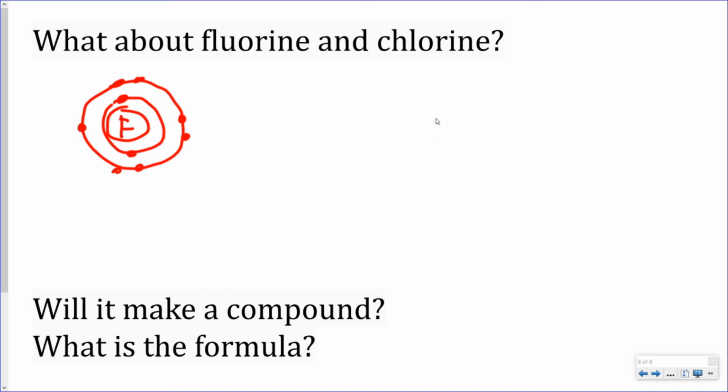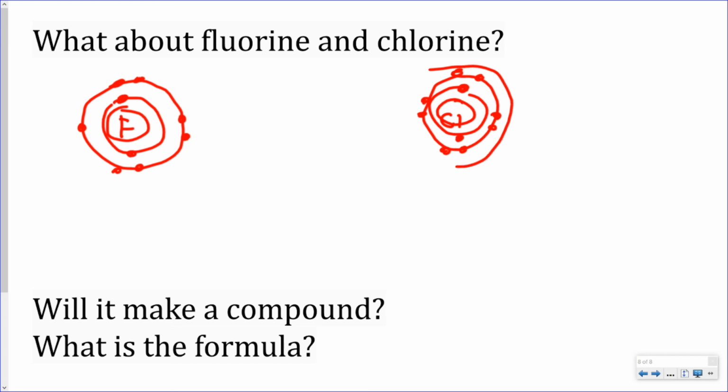Chlorine is 17. Why couldn't I have drawn smaller ones? 1, 2, 3, 4, 5, 6, 7, 8, 9, 10. I can't believe I'm going to put this on the internet with this terrible writing. 11, 12, 13, 14, 15, 16, 17. So now someone's going to forever know that I can't draw circles using a tablet.